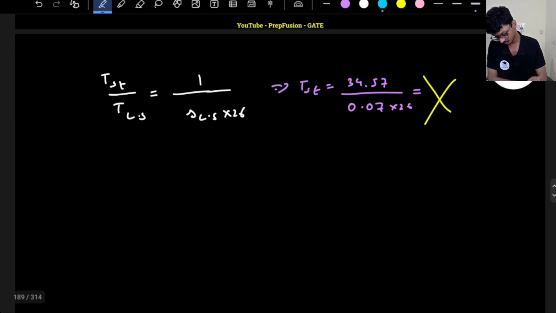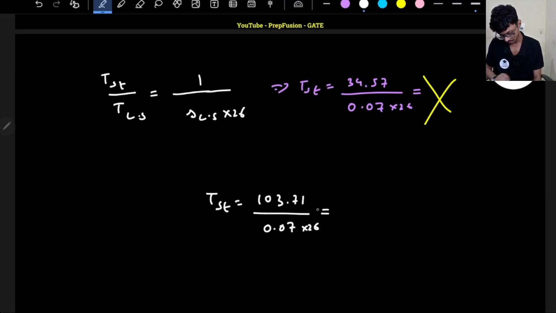So now the ratio will be correct. The starting torque now will be 103.71 divided by 0.07 into 26, roughly 0.07 divided by 26. So it comes out to be something like 57, so around 57 Newton meter.